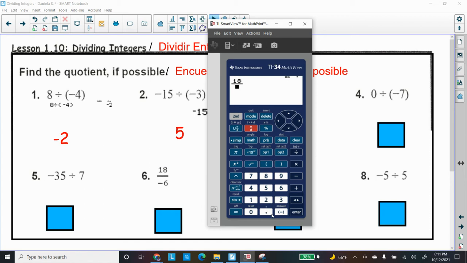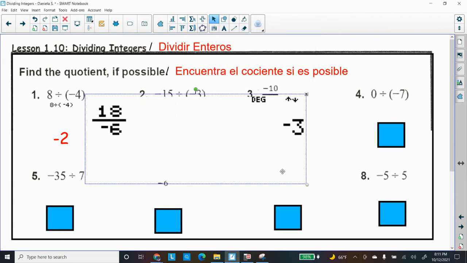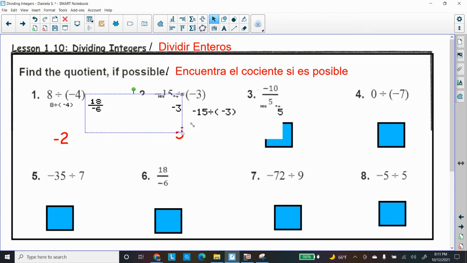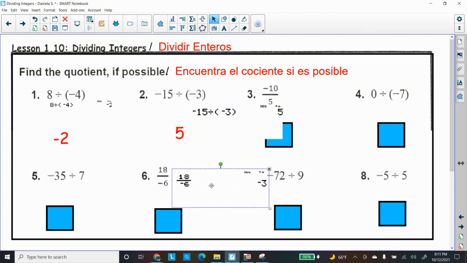Divided by, so there's my fraction bar, -6. Okay, let me move over. So that looks exactly like number 6. So now all I got to do is press enter, and there's my answer, -3. So remember, as I said, fractions are really division problems. So it looks exactly the same, and that means my answer is going to be -3, which is correct.